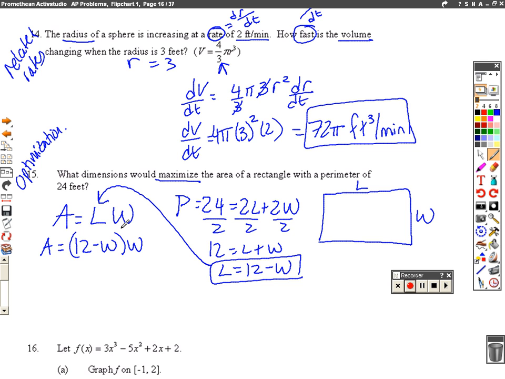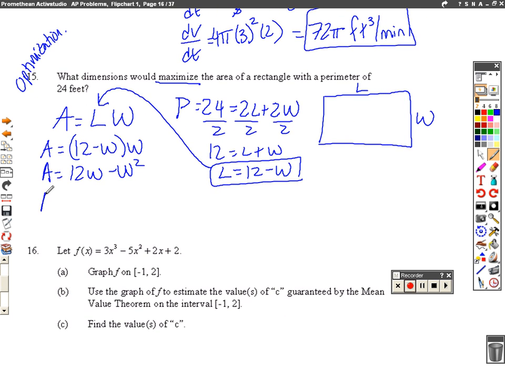Distribute out that W. So I'm still looking at area. I have not taken a derivative. Now I can go ahead and take a derivative. A prime is equal to 12 minus 2W. We see 2 things. Is our derivative undefined? Nope, it's just a linear equation. So what happens when we set it equal to 0? Well, I get 12 is 2W, so W would have to be 6.